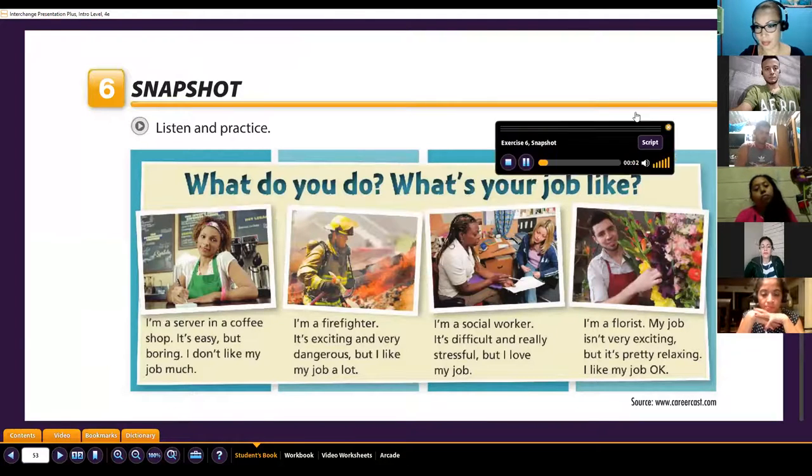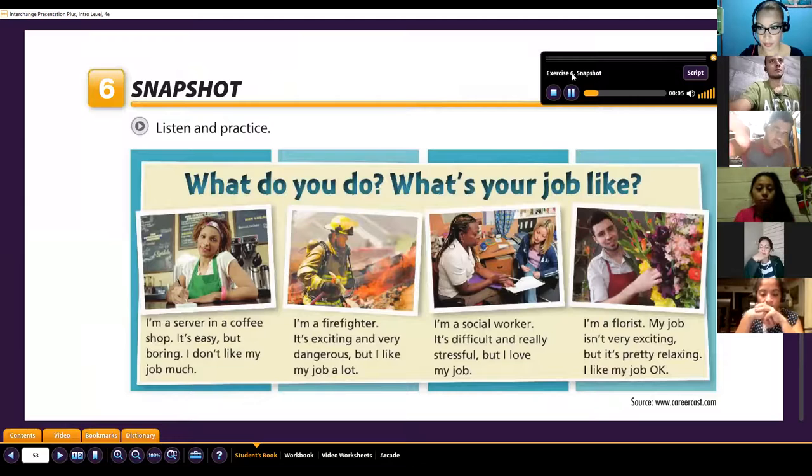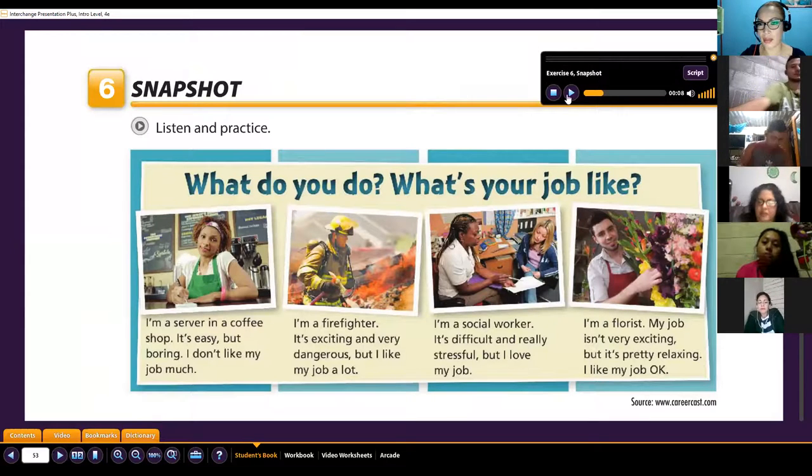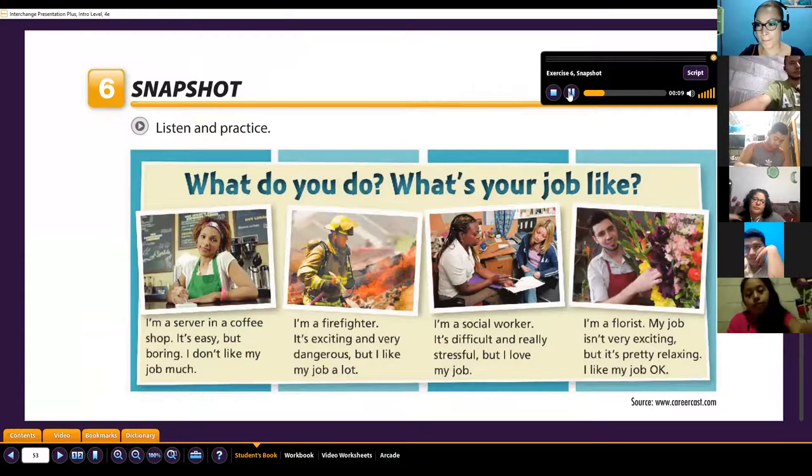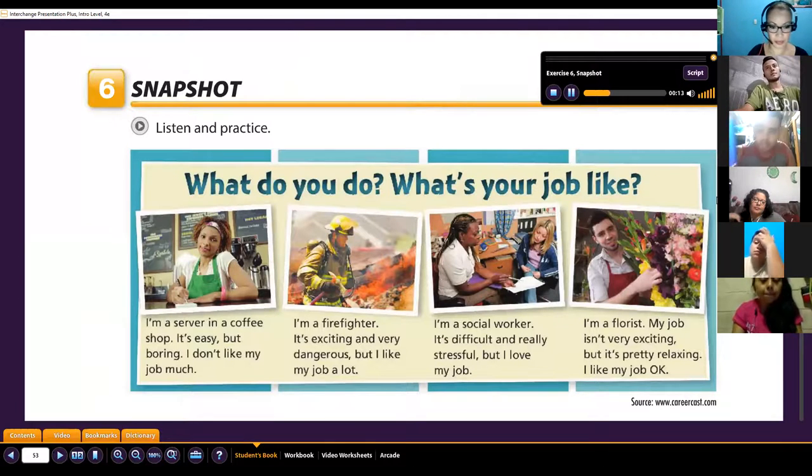Page 53, exercise 6, snapshot. What do you do? What's your job like? Listen and practice. I'm a server in a coffee shop. It's easy, but boring. I don't like my job much. I'm a firefighter. It's exciting and very dangerous, but I like my job a lot. I'm a social worker. It's difficult and really stressful, but I love my job. I'm a florist. My job isn't very exciting, but it's pretty relaxing. I like my job okay.